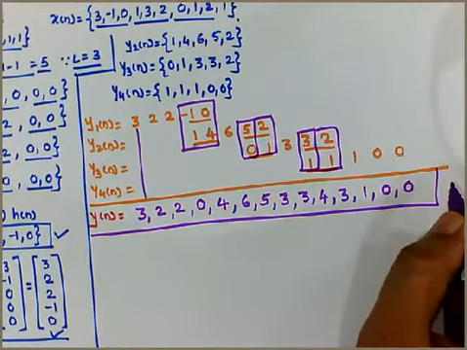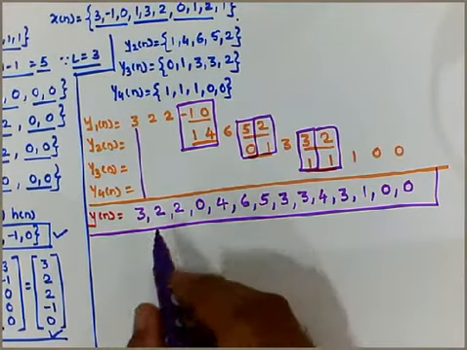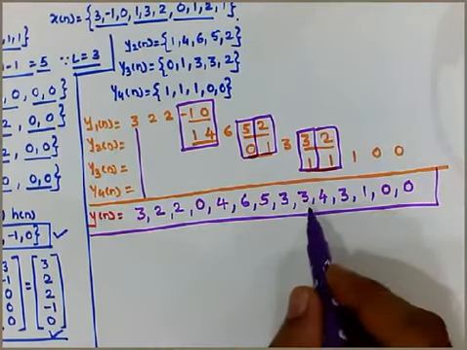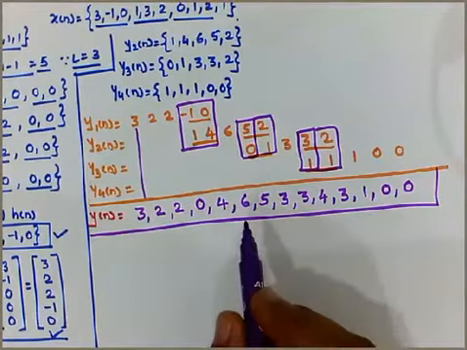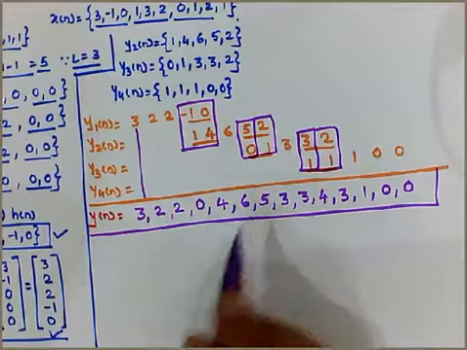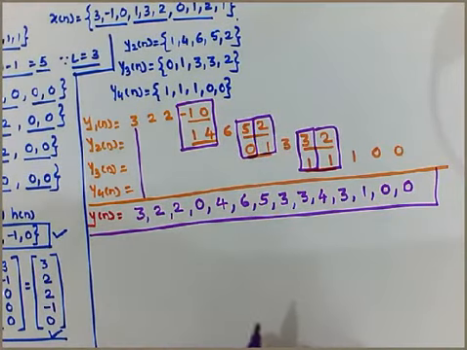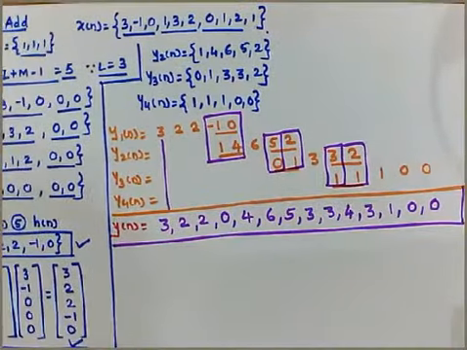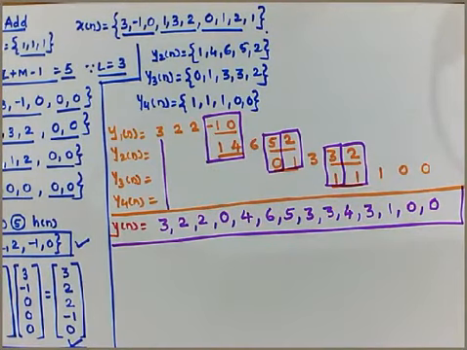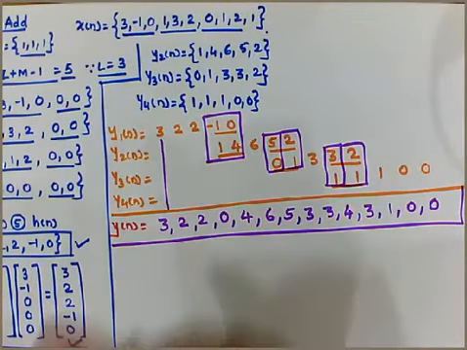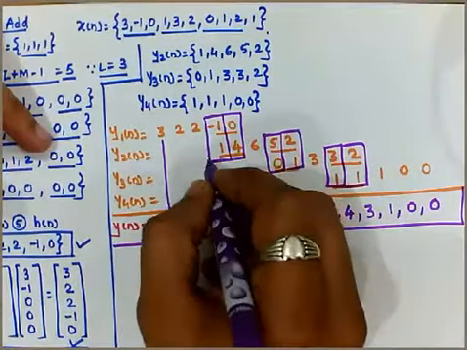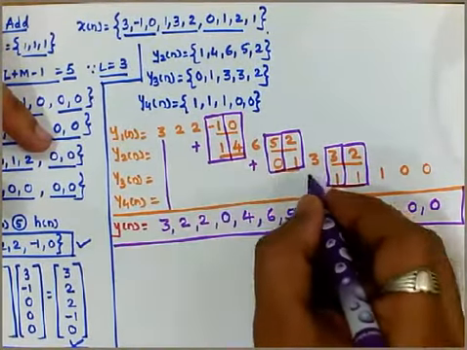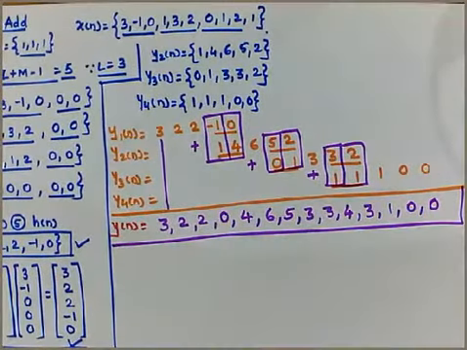So this particular thing, that is y of n is equal to 3, 2, 2, 0, 4, 6, 5, 3, 3, 4, 3, 1, 0, 0. This is nothing but the output of the filter for the given x of n. Now the advantage for this one, already we have seen in case of the overlap save method. So here the overlap add method is simply reflected as an addition. So this is where the addition is taking place. So that is why this method is called the overlap add method.